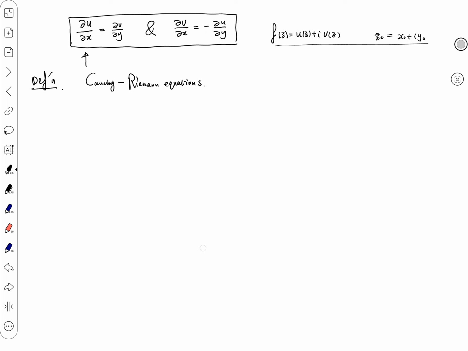We see that f is differentiable at z0 if the derivative defined by the limit just described above is well defined at this point z0.